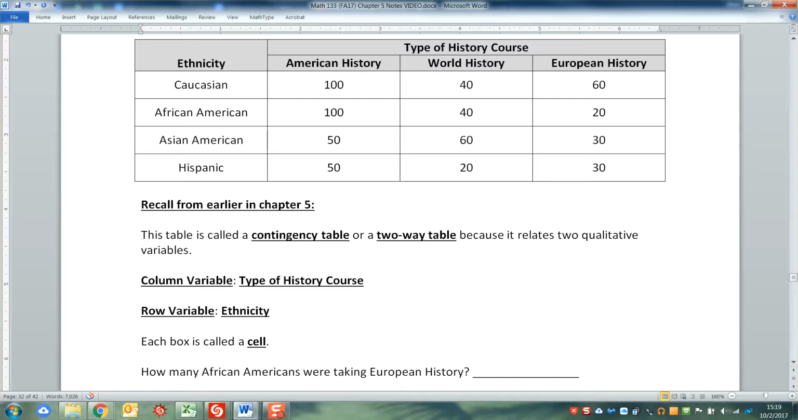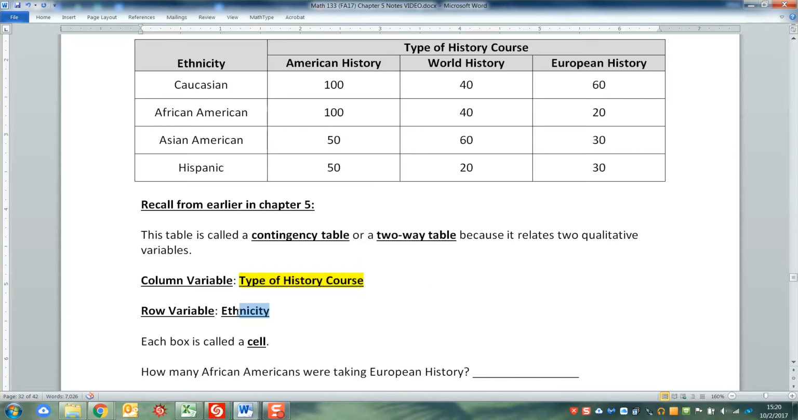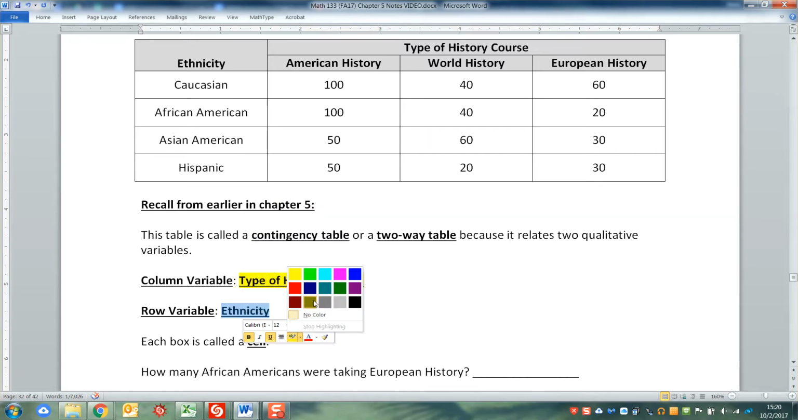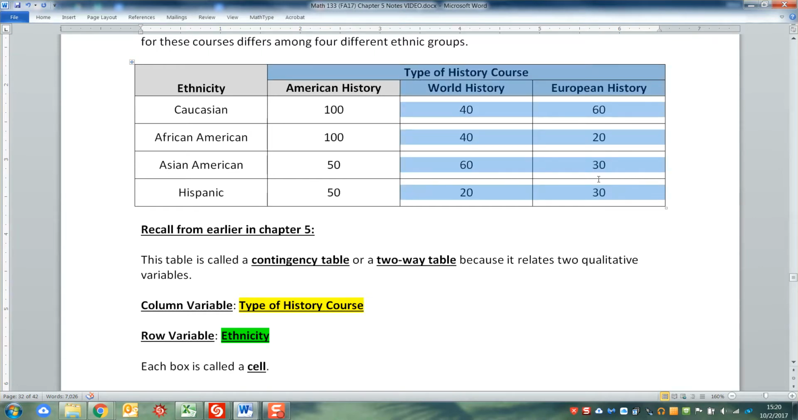This is called a contingency table, also known as a two-way table, but it has two directions. It has the columns and it has the rows, and they work across each other. And that leads us to our variables. We have the column variables, which are the type of history course. That would be our column variable. And then we have ethnicity, which is our rows. So ethnicity for this particular example is the row, and the column is the type of history course.